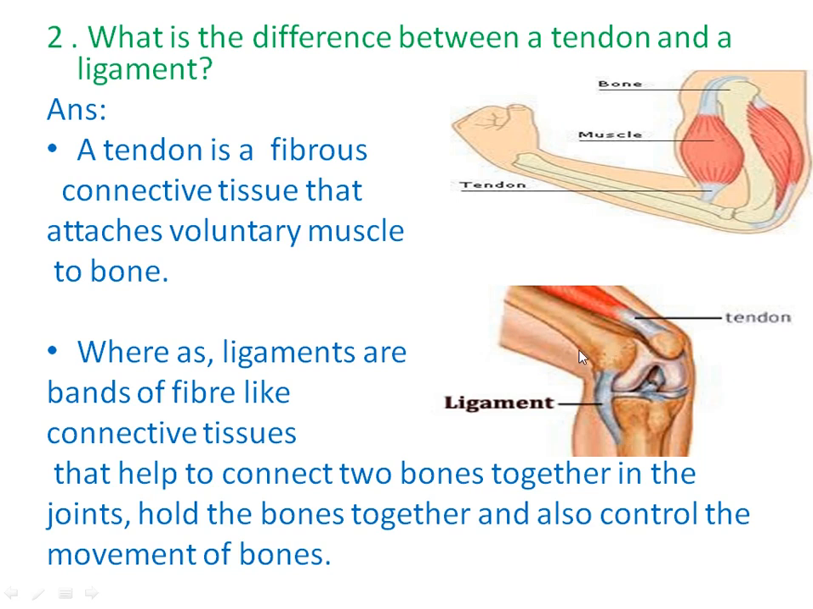See here, this ligament helps to connect two bones together in the joints. This is the elbow joint. Here, this ligament holds the bones together and also controls the movement of the bones. This is all the role of the ligaments in our body.